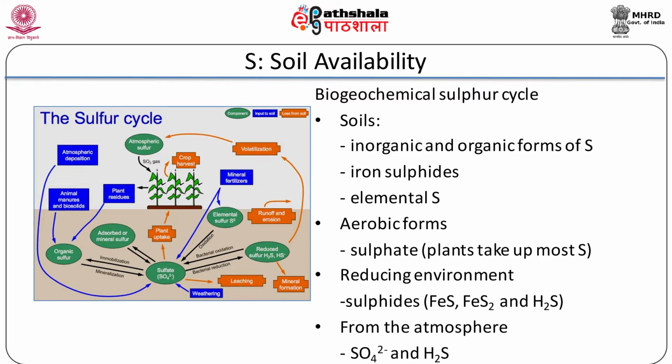In aerobic forms, sulphur is mainly present as sulfate, the form by which plants take up most sulphur from the soil. The reducing environment created by flooding can give rise to sulfides such as FeS, FeS2 and H2S. In addition to soil sulphur, plants can also extract it from the atmosphere where it occurs as sulfate and H2S. Numerous organisms are capable of oxidizing sulfides or decomposing organic sulphur compounds. Hence, sulphur deficiency is not a common problem.